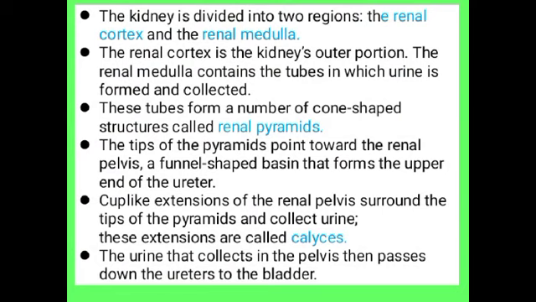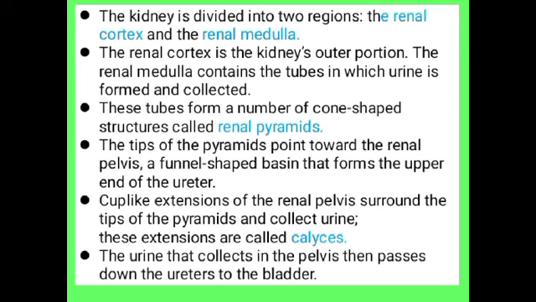So we're saying that the kidney is divided into two regions, just like we have already mentioned. There's a cortex and the medulla. The renal cortex is the outer portion of the kidney, and the renal medulla is the inside part of the kidney, which consists of the loop of Henle. So this medulla has the tubes.